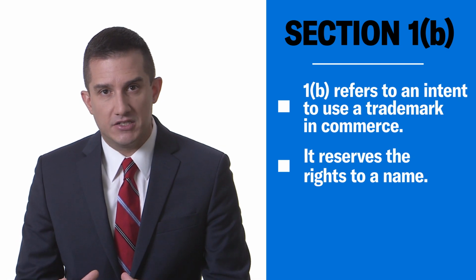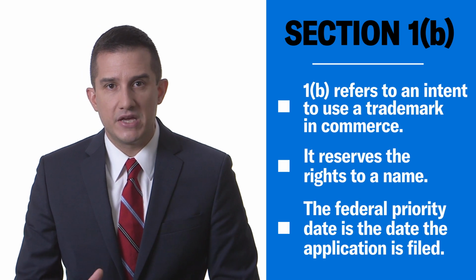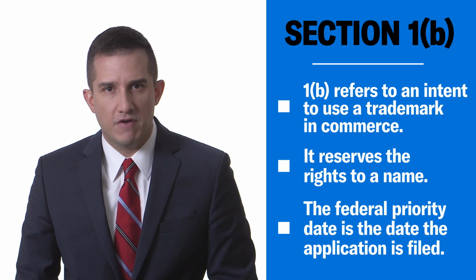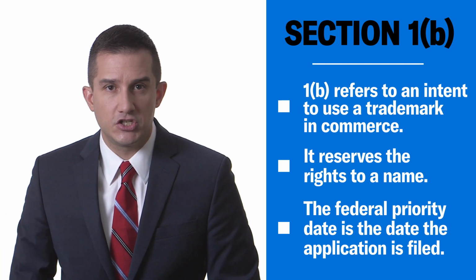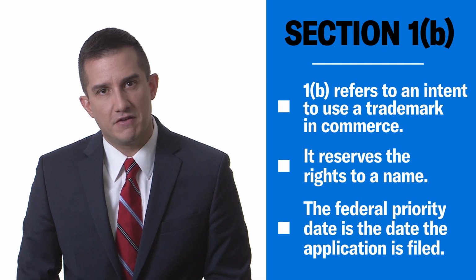And in most cases, the federal priority date on your trademark will be the day you file the application. So if you filed your application in November of 2019, but the registration doesn't ultimately actually issue until December 2020, your rights will always be retroactive to that filing date in November 2019. So using an intent to use application to reserve your rights federally on your trademark can be a very good legal strategy.